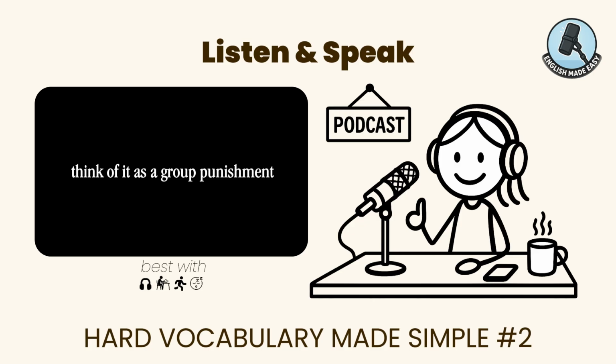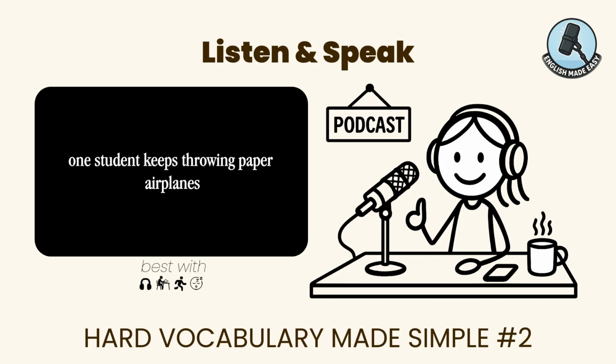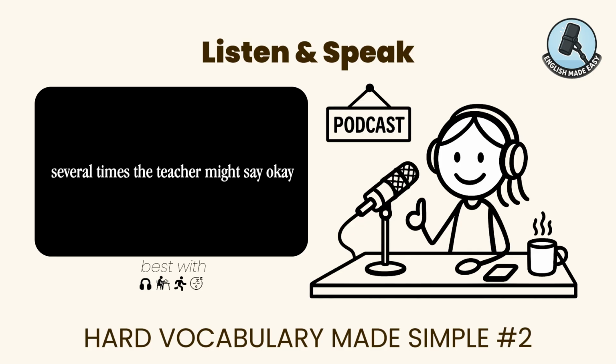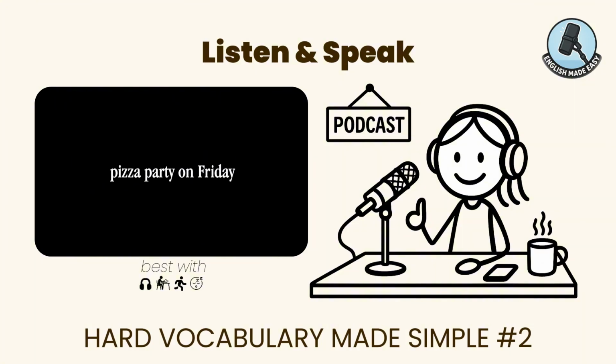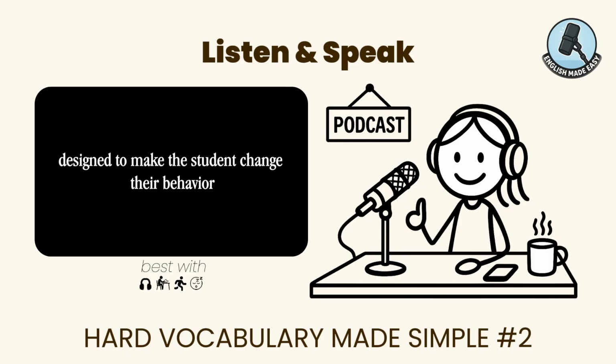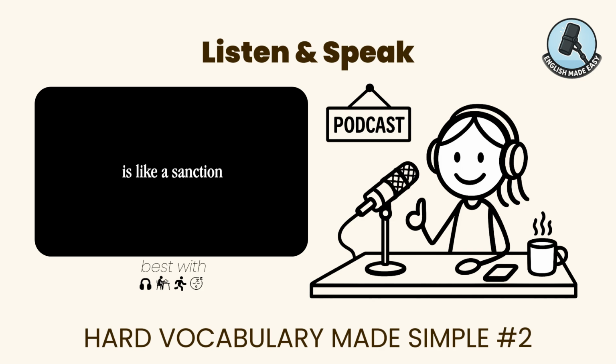Think of it as a group punishment. Imagine in a classroom, one student keeps throwing paper airplanes even after the teacher has asked them to stop several times. The teacher might say, "Okay, because you won't follow the rules, you can't join the rest of the class for the fun pizza party on Friday." That punishment, designed to make the student change their behavior, is like a sanction.